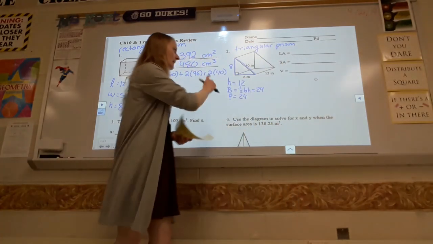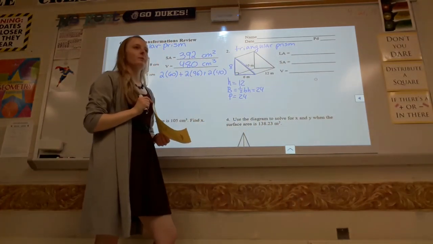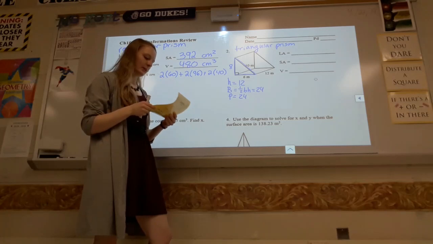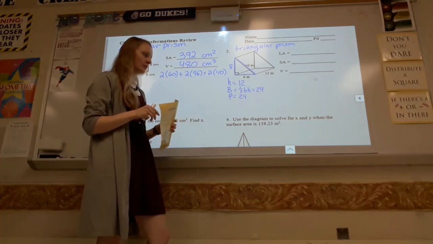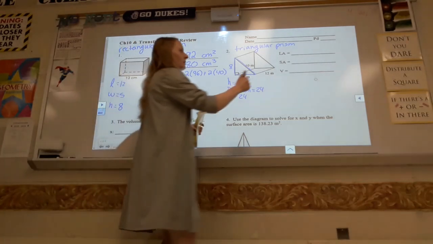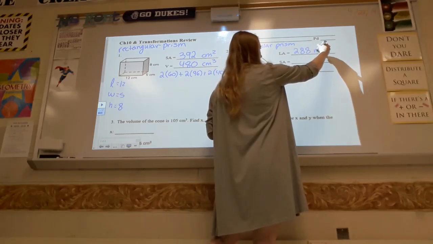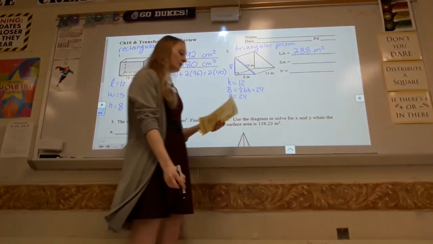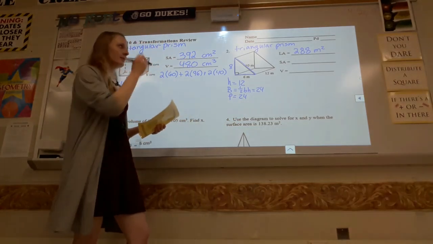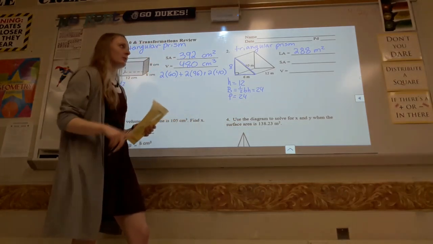Alright, so the lateral area of a triangular prism is the height times the perimeter. So what would that be? 12 times 24. 288. 288 meters squared.